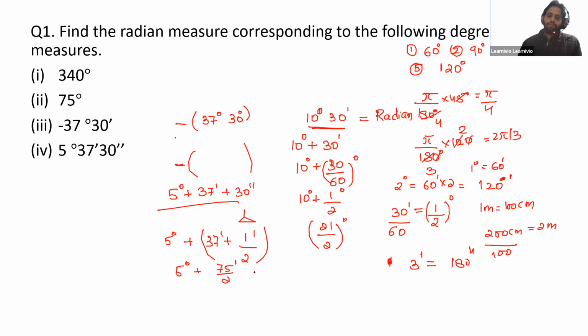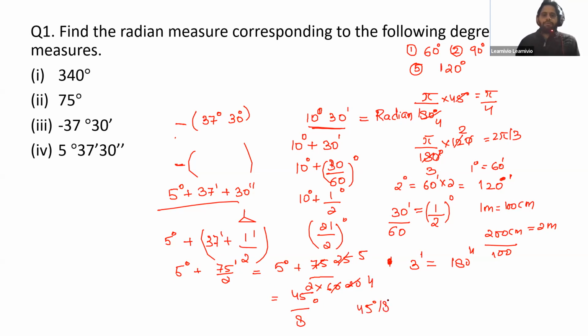Now convert this into degree. So this will give you 5 degree plus 75/2 into 60. This will give you, good, Krishna. Okay, so this is 8, 5, 40, 5 by 8. 45, I'm writing here, 45 degree by 8.